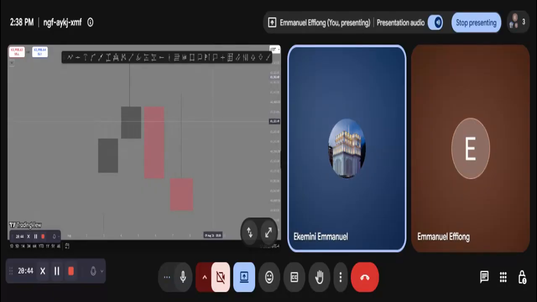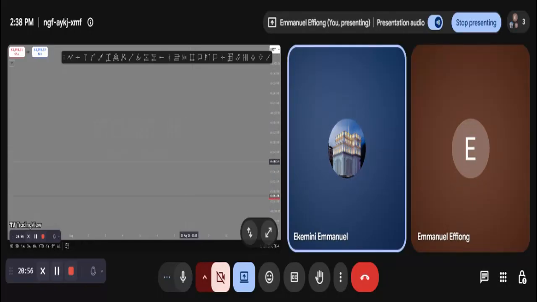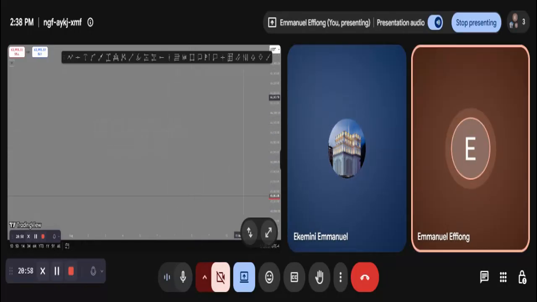Now let's look at the inside rejection. I love the inside rejection. Do you know why? It is always good for continuation trades. It's sweet when the market is trending.